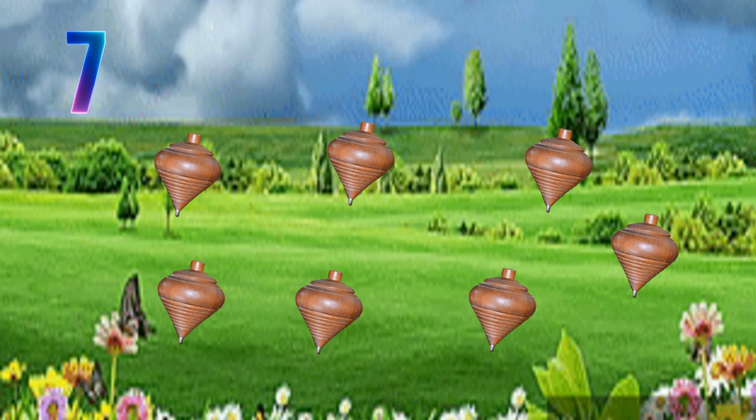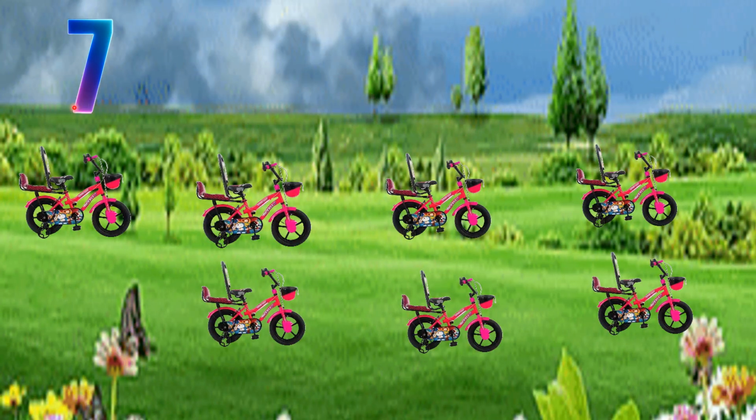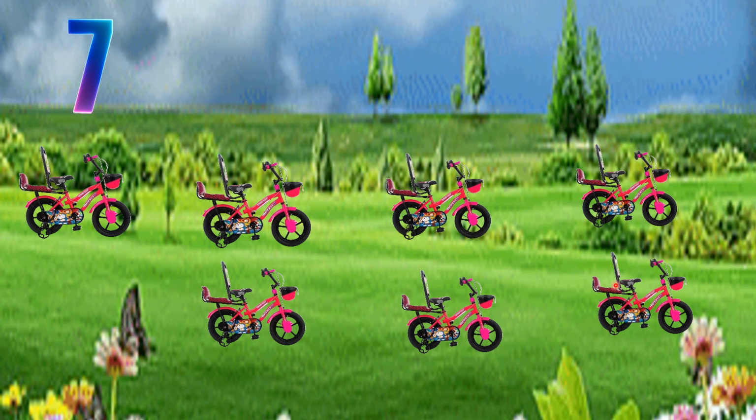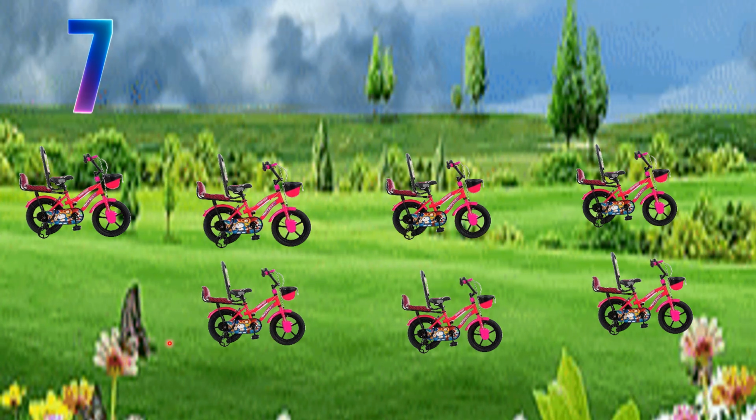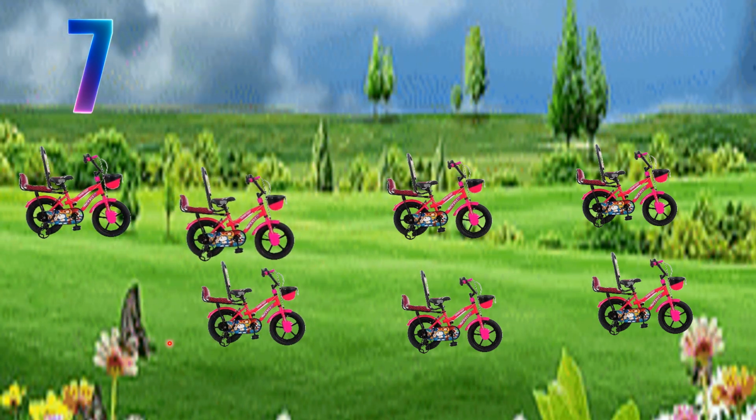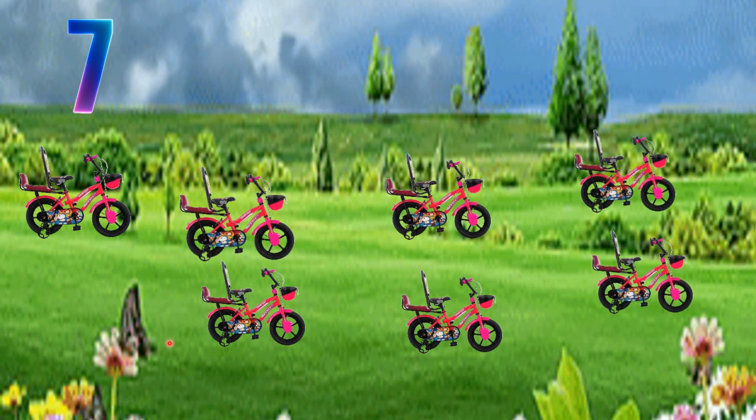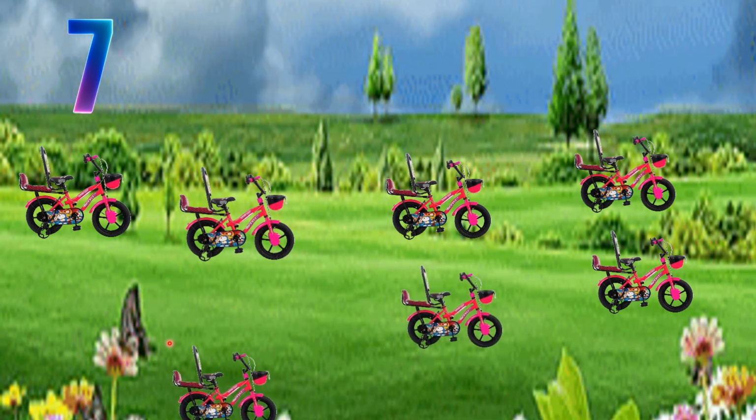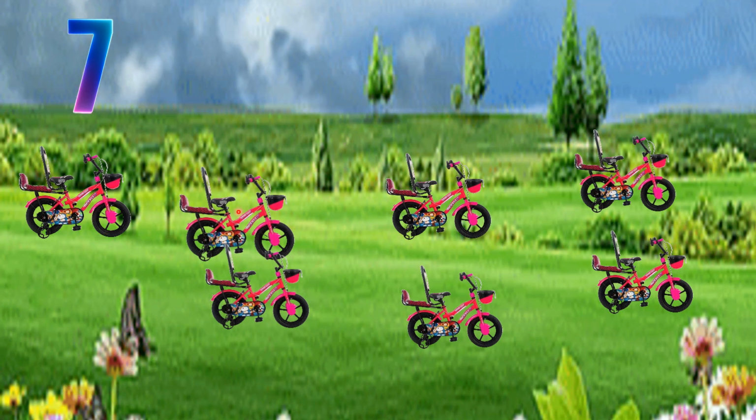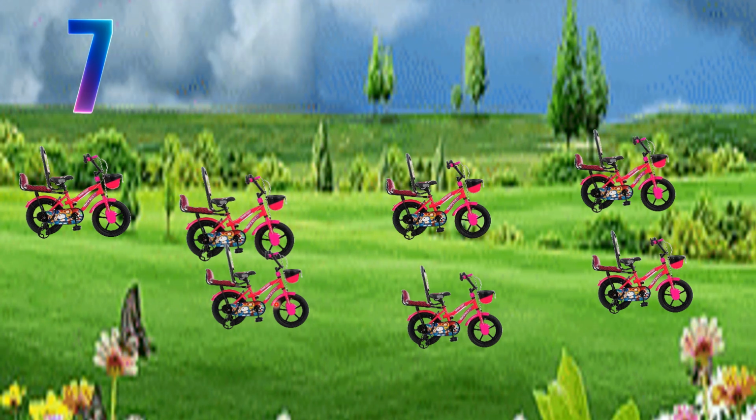Okay. Now go to the next page and see what is there. Oh, this is number 7. And what are all these? These are bicycles. Yes. Count with me one by one number of bicycles. 1, 2, 3, 4, 5, 6, 7. Yes. Again count with me number of bicycles. 1, 2, 3, 4, 5, 6, 7.